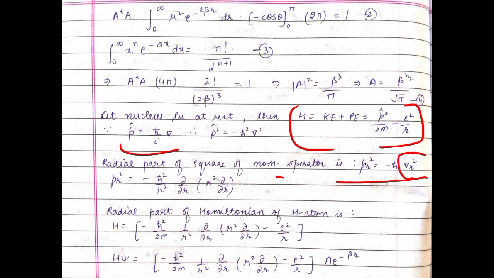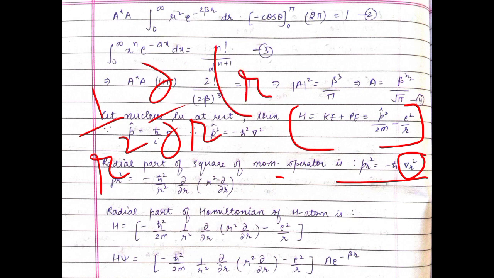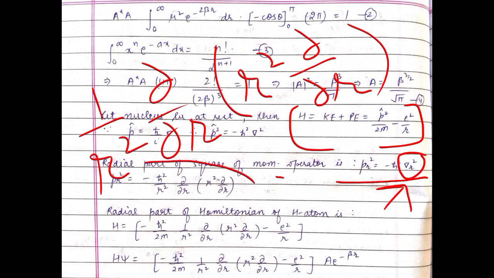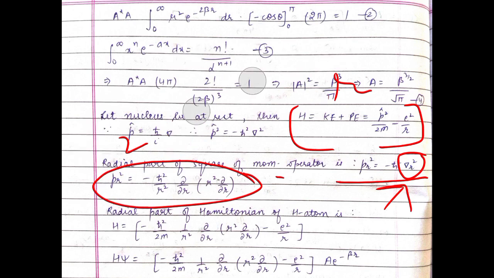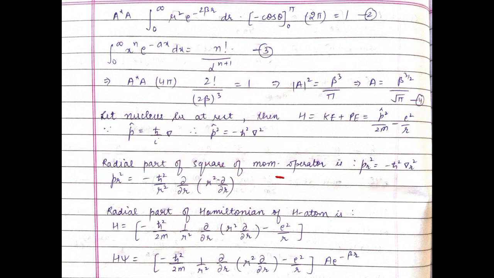And we know that this del r square is the Laplacian operator, the radial part of the Laplacian operator, which is given by 1 upon r square del by del r into r square del by del r. So we will put this radial part of the Laplacian operator in this equation, and we will get the p r square term equal to minus h cut square upon r square del by del r into r square del by del r. So the radial part of the Hamiltonian will be given by this equation.